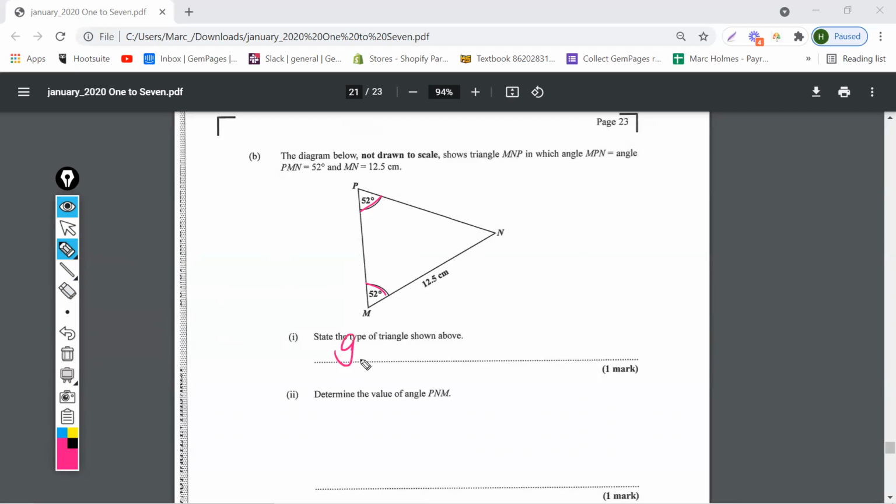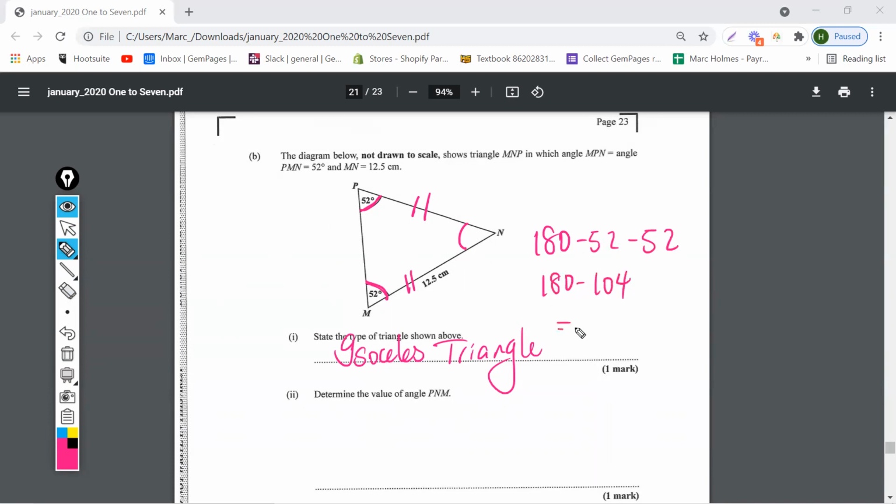Well, guys, the triangle is isosceles. And the reason why it's isosceles is because this side is equal to this side because they have the same angle here. And then the next thing they ask is determine the value of P and M, which is this angle here. So that would be 180 minus 52 minus 52, which would be 180 minus 104, which would be 76 degrees. So the angle for P and M is 76 degrees. So those two questions were easy, 76 degrees.